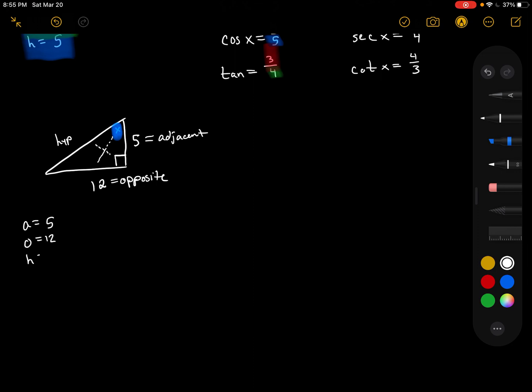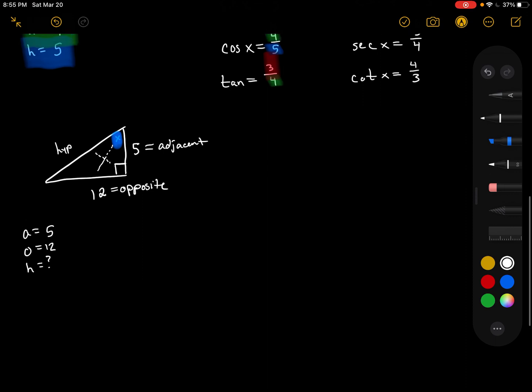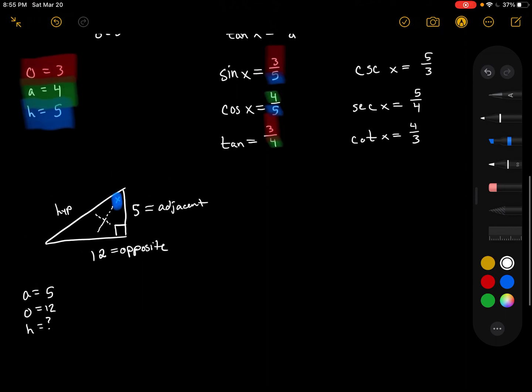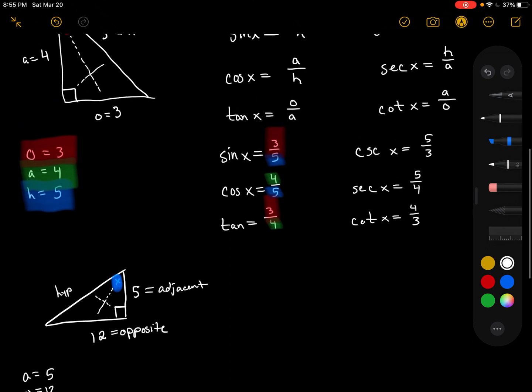So let's label the things that we know. Adjacent is 5, opposite is 12, and we're not sure of our hypotenuse. But we don't need to worry about that because they're not asking us for that one. So we're looking for the measure of angle x. So how do we do that?